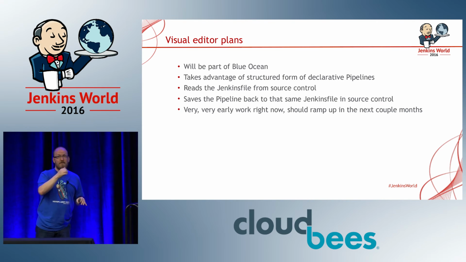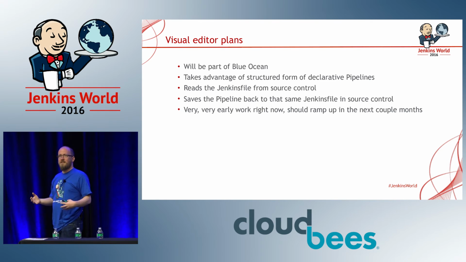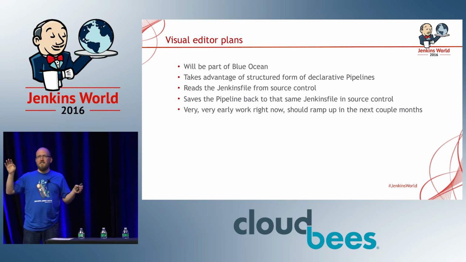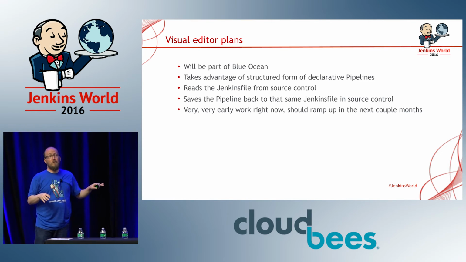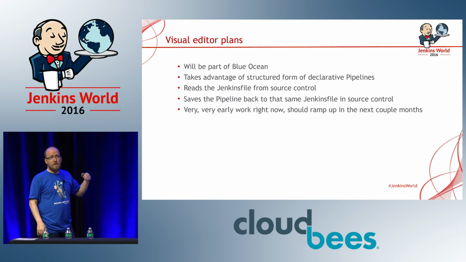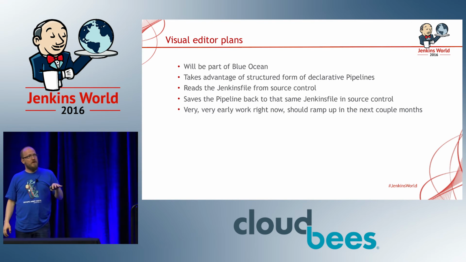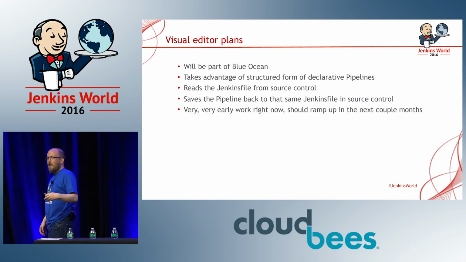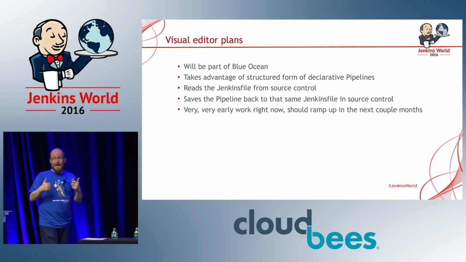It takes advantage of the fact that declarative pipelines are structured, that there's a model that we can understand and represent, that it can't just go into arbitrary loops and nested craziness. It reads the Jenkinsfile from source control, or will read the Jenkinsfile from source control, and then save the pipeline that you generate in the editor back into your source control. So you're still doing the pipeline as code, you're still getting the branching and the versioning alongside the rest of your source, but you can use an editor.